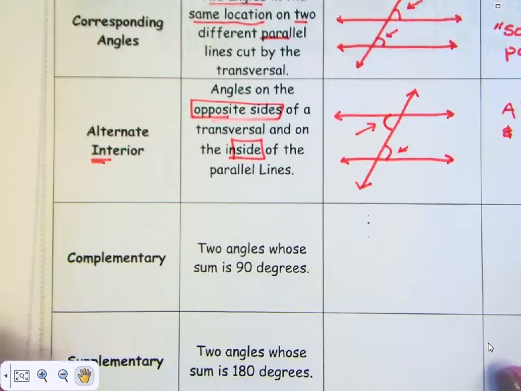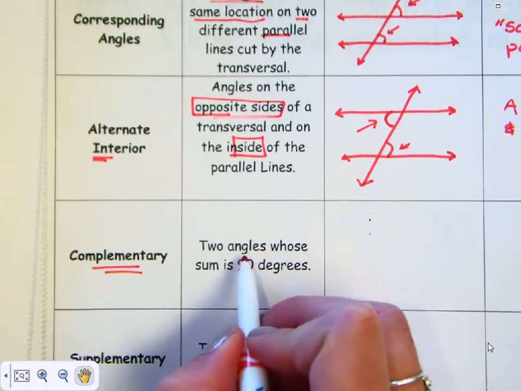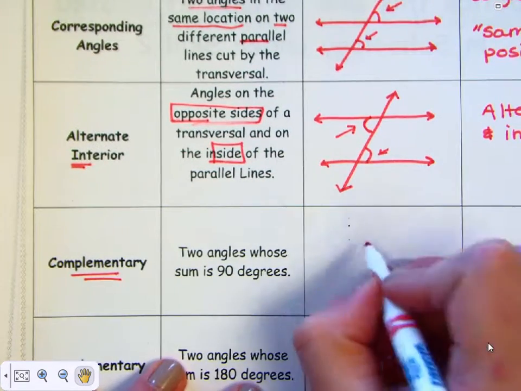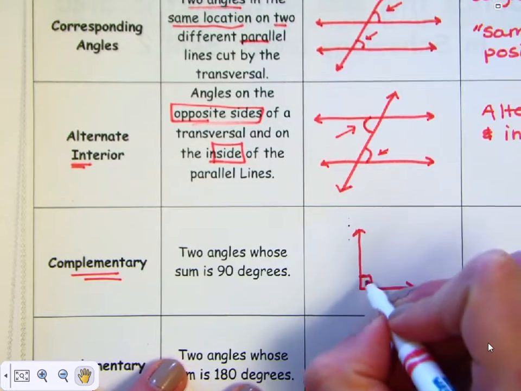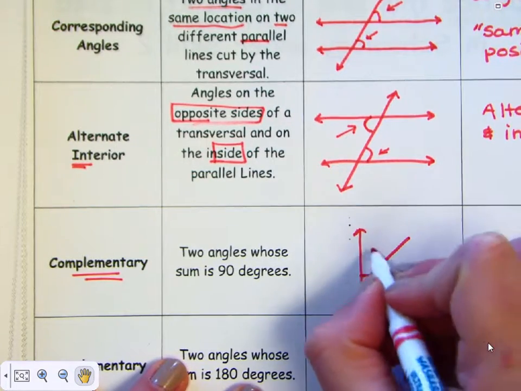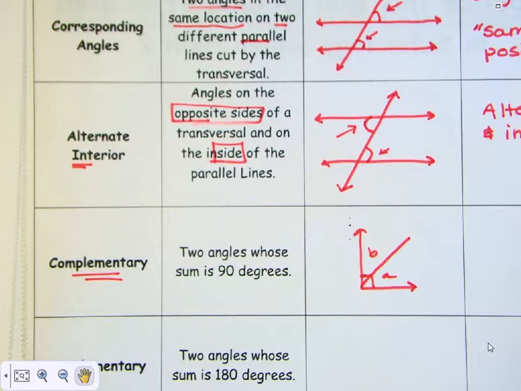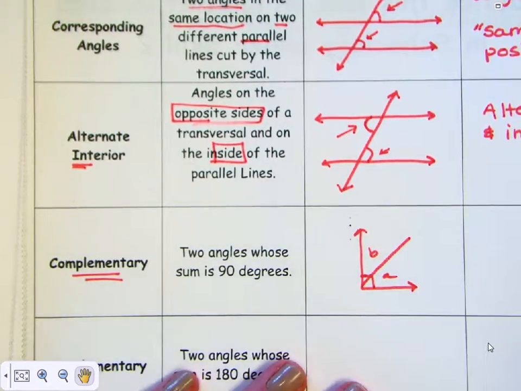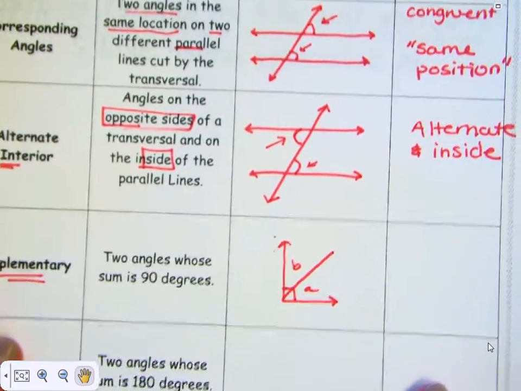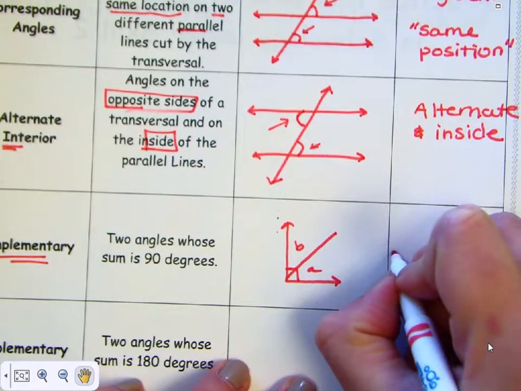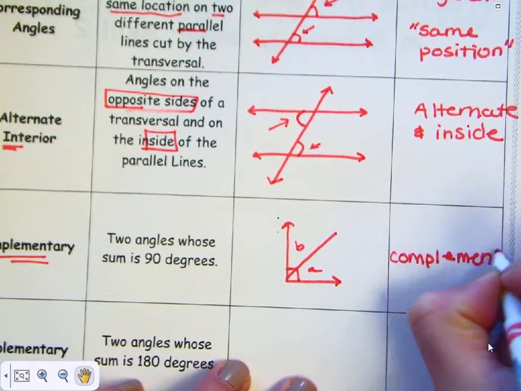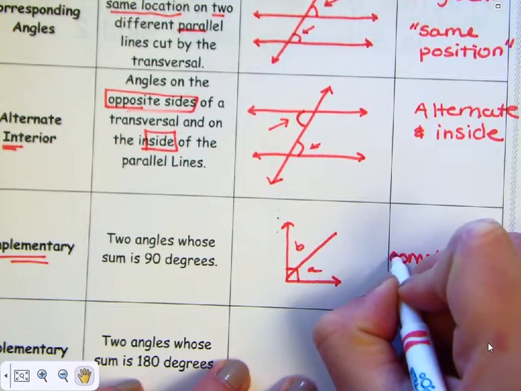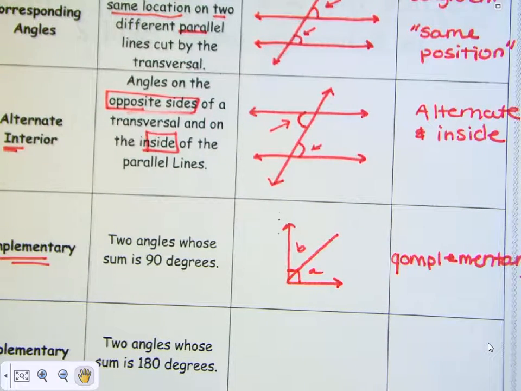Complementary. You might have heard this before, but complementary is 2 angles that sum up to be 90 degrees. If I have a right angle here, we all know right angles are 90 degrees. Angles A and B would be complementary because if you add them up, they equal 90 degrees. A way that I always remembered this in middle school was in the word complementary, I can change the C into a 9. That's how I always remember it.